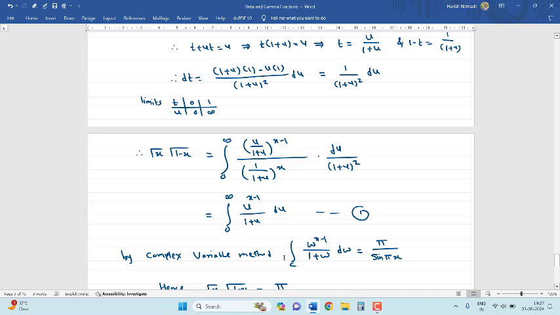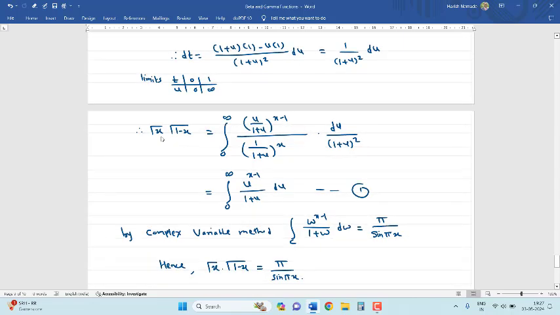But by the complex variable method, the value of this integral, that is the integration over a closed contour C of omega raised to x minus 1 upon 1 plus omega d omega, is equal to pi upon sine pi x. So from equation 1, we have gamma x into gamma 1 minus x is equal to pi upon sine pi x.